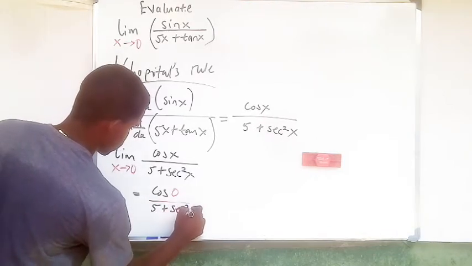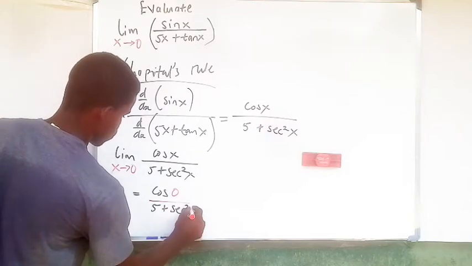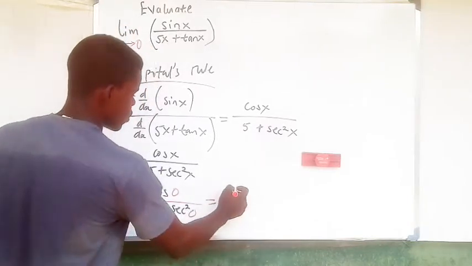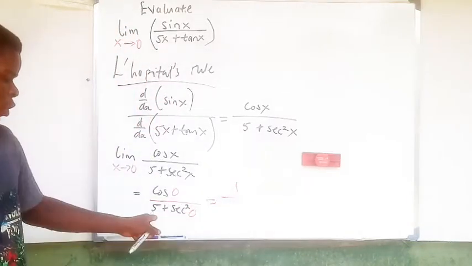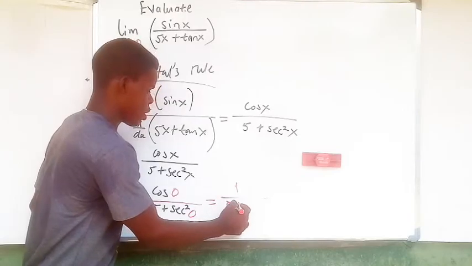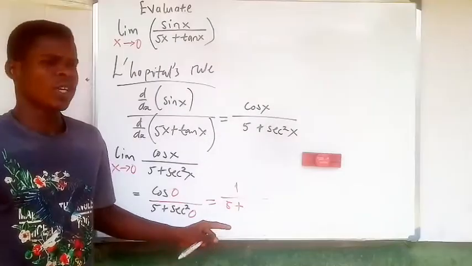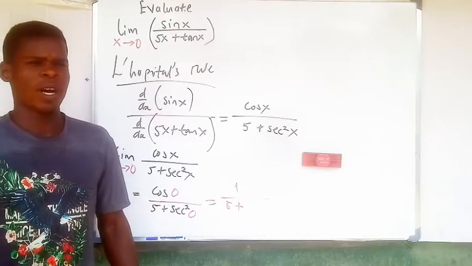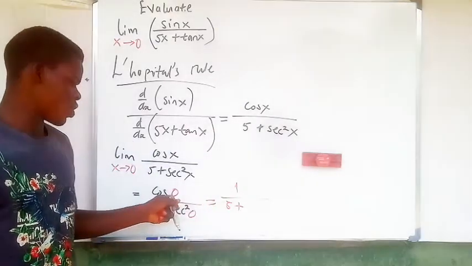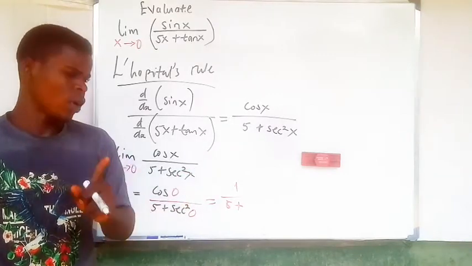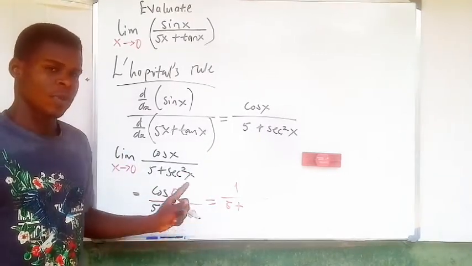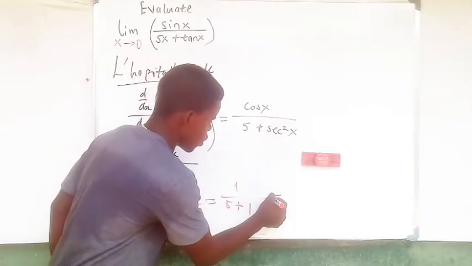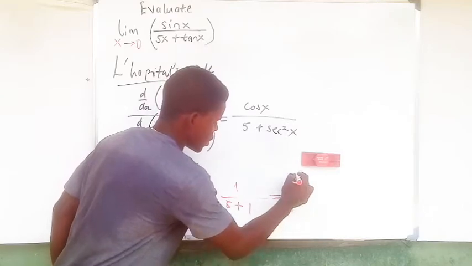So the cosine of 0 is what? You know the cosine of 0 is 1, divided by 5 plus. Now, secant squared 0, you know that secant is the inverse of cosine. So 1 over cosine of an angle is equal to secant of an angle. So 1 over 1, where cosine 0 is 1, will give us 1. Therefore, secant 0 is 1. So secant squared 0 is just 1 squared, which is still 1. So this will become 1 over 6.